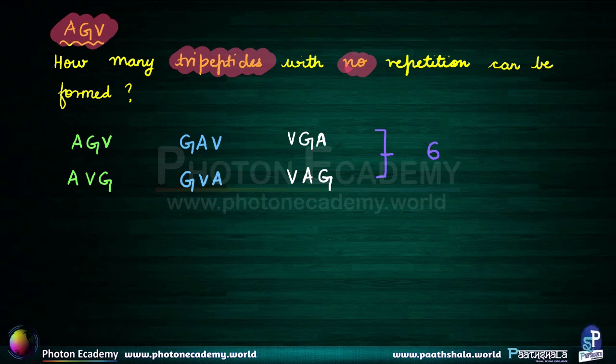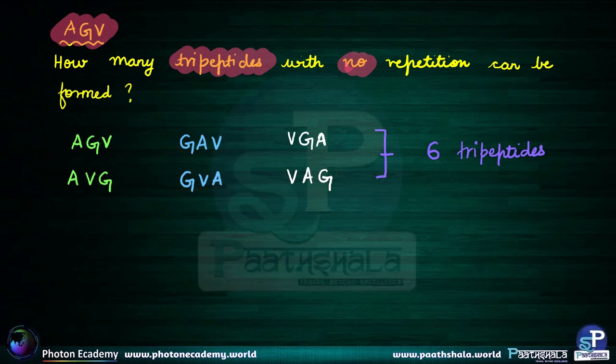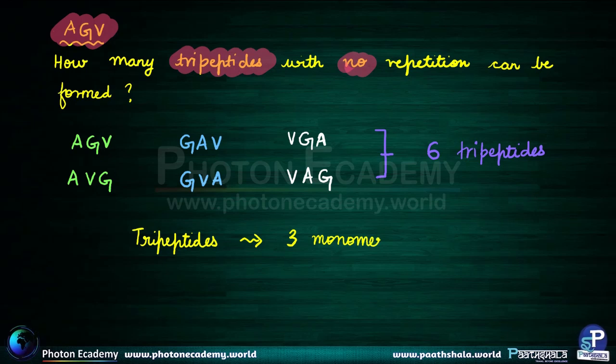and we can see that there are 6 combinations, and therefore we can have 6 tripeptides which can be formed with these given monomers. Okay, now we should keep one thing in mind, that if tripeptides are the ones being formed, then tripeptides are in need of 3 monomers, but the number of peptide linkages will be one less than the monomers, so there will be 2 peptide linkages. This thing we have to keep in mind.